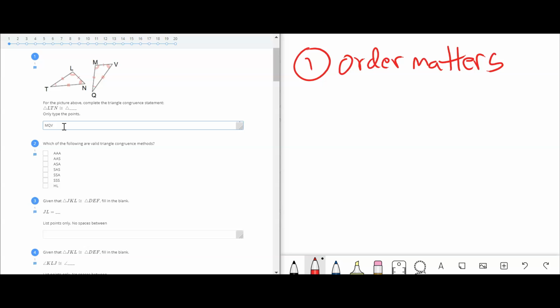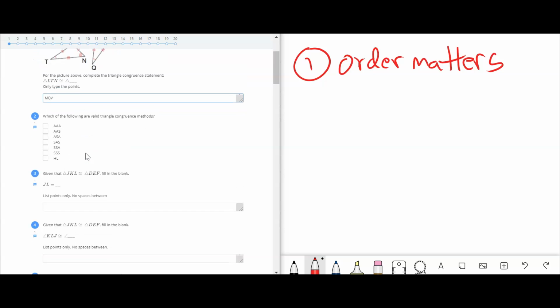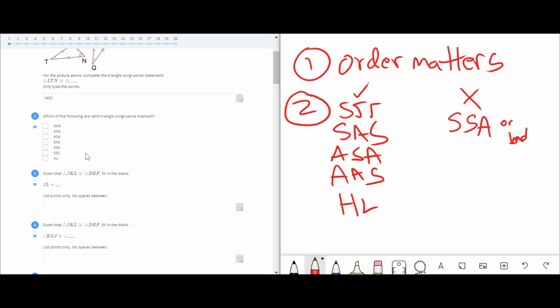LTN 213, MQV 213. All right, so which of the following are valid triangle congruence methods? On number 2, the only ones that we can use are side, side, side; side, angle, side; angle, side, angle; angle, angle, side; and HL. Those are the good ones. The bad ones that we can't use are SSA or backwards. You don't want to spell it backwards because that's, as Miss Marrero would say, naughty, right?